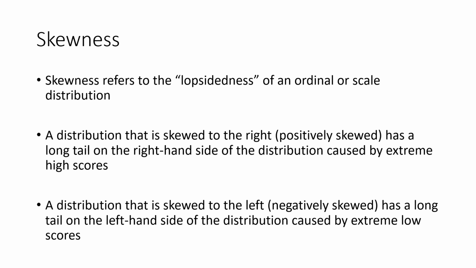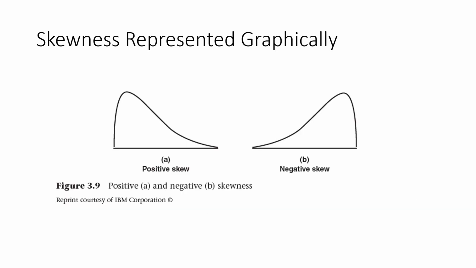So again, this is kind of hard to conceptualize just with words, and so what I've done on the next slide is give you some graphical representations of histograms that suffer from skewness. So let's take a look at them. Okay, you can see here graphical representations of skewness. On the left, you can see what positive skewness might look like. That is a distribution that is skewed to the right. And on the right, you can see what negative skewness might look like. That is a distribution that is skewed to the left.